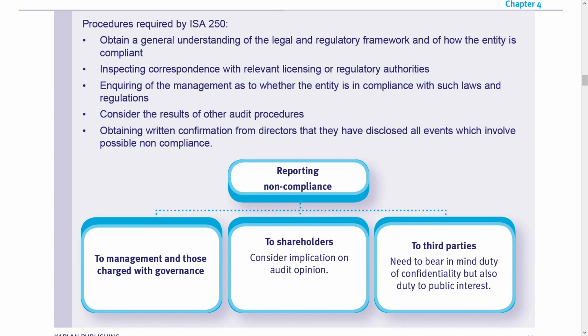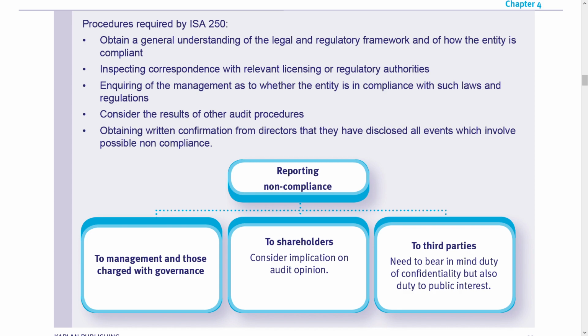These are the 5 procedures that they need to do. First of all, obtain a general understanding of the legal as well as the regulatory framework and of how the entity is compliant. Auditors have to do this, okay? Auditors have to have that understanding of the laws and the regulations, and also how the entity is complying with those laws and regulations.